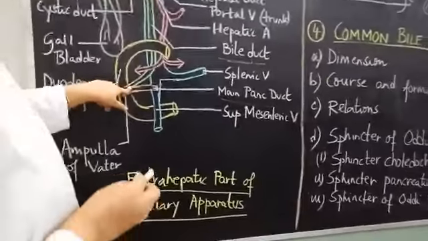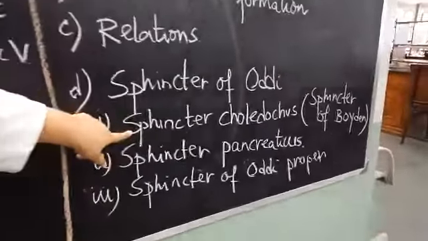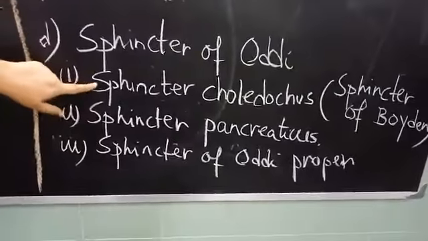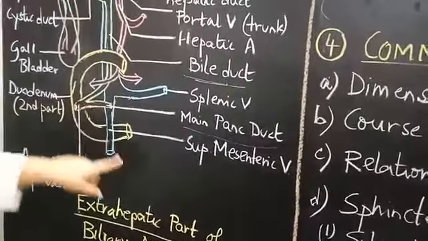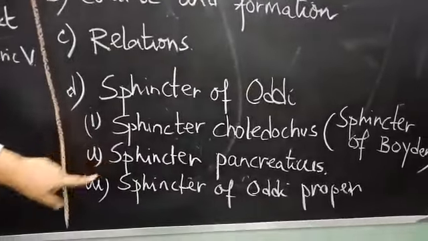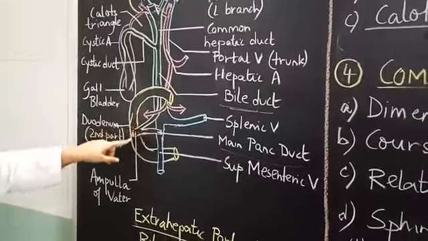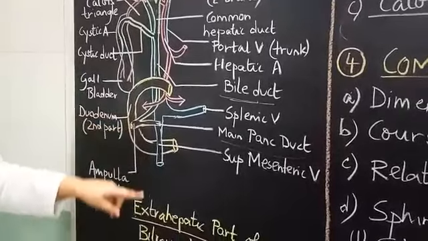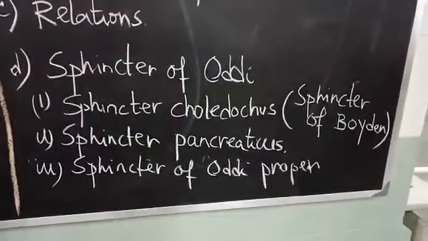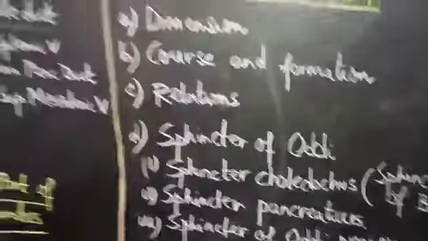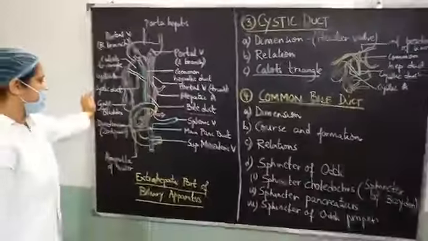Here you will find one strong sphincter, known as the sphincter choledochus or sphincter of Boyden, the strongest amongst all the sphincters. Next, the preampullary part of the main pancreatic duct is surrounded by the sphincter pancreaticus, and the preampullary part of the union of the CBD and pancreatic duct, that is this part, is surrounded by the sphincter of Oddi proper. So all these three things together form these sphincters. And this is all.